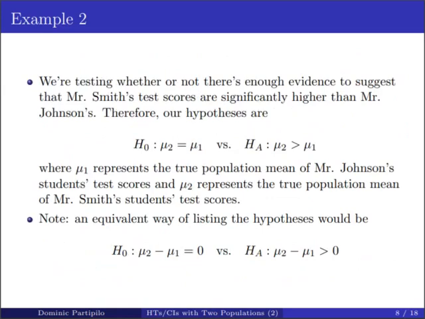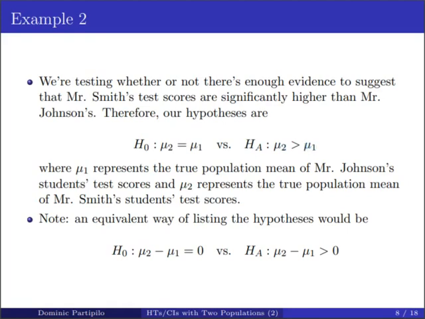So we're testing whether or not there's enough evidence to suggest that Mr. Smith's test scores are significantly higher than Mr. Johnson's. So our null hypothesis, which is going to be our statement of equality, is that Mr. Smith's test scores are equal to Mr. Johnson's test scores. And our alternative hypothesis is that Mr. Smith's test scores are going to be higher than Mr. Johnson's test scores.